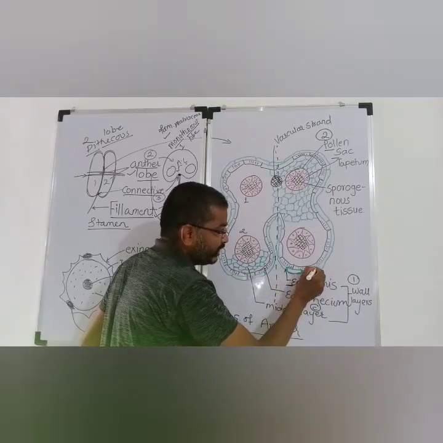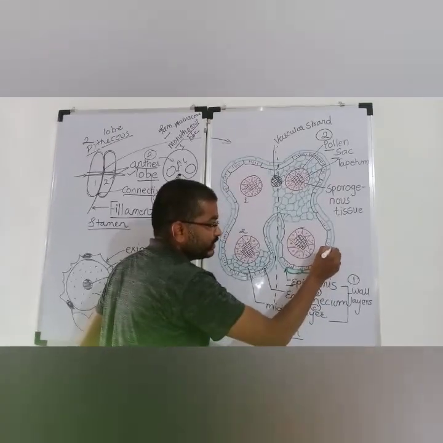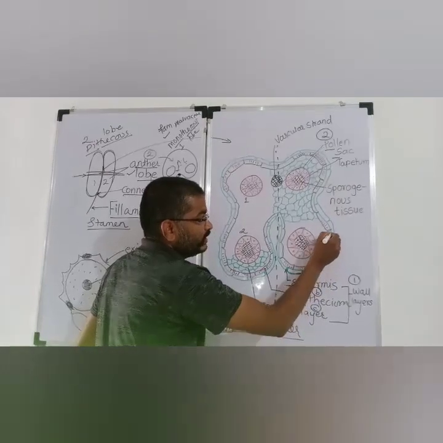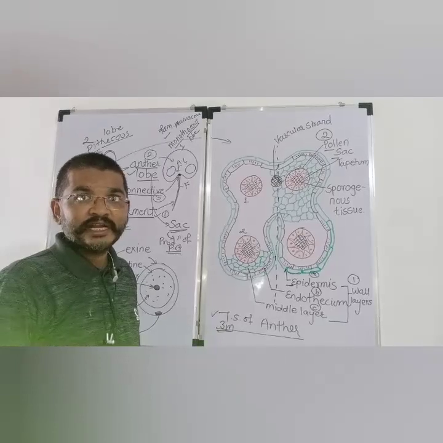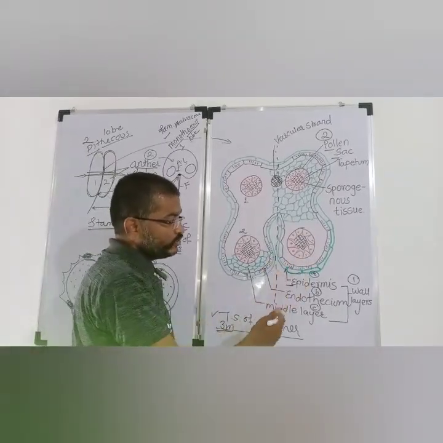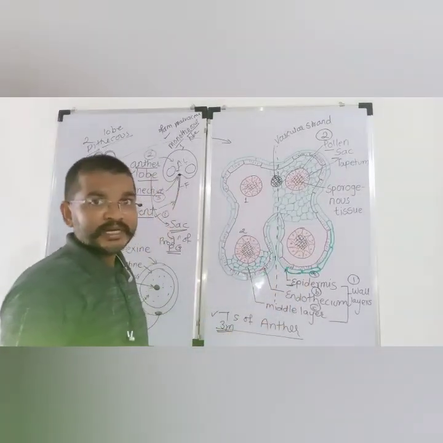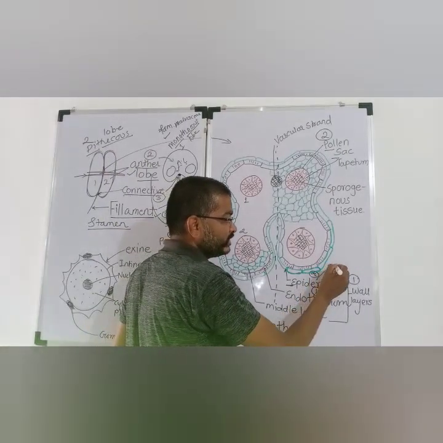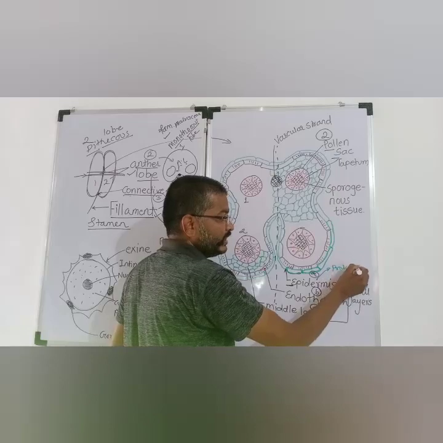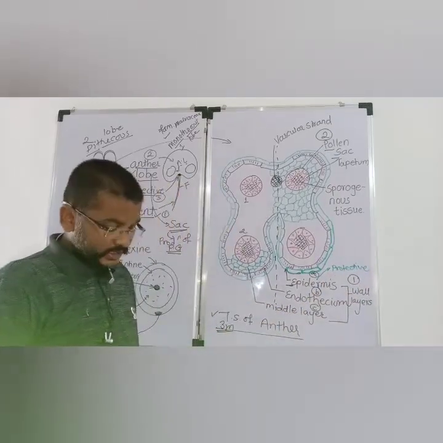Epidermis is made up of one cell thin layer of cells. All these cells are flattened and they are colorless and they are compact length. All the cells that are present in epidermis, they are colorless, flattened and compact length, and they are performing only one function, that is protection. They are protective in nature.